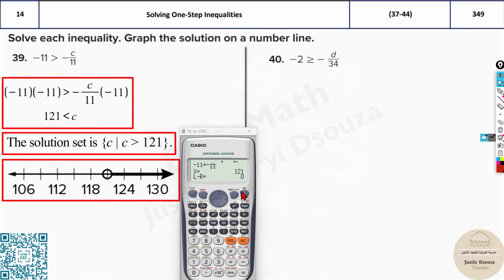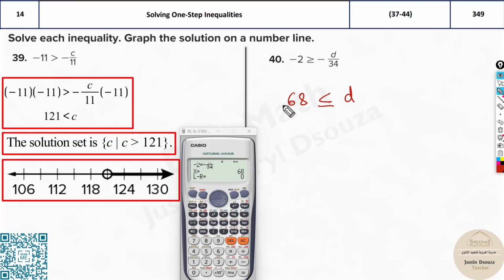Now let's do this one in the calculator. Minus 2 equals minus x by 34. Shift and solve and then press equal to, you get 68. Now what happens? Here, write 68 left side, write D over here, but flip the inequality. Why? Because there was a negative sign. So this is the answer.